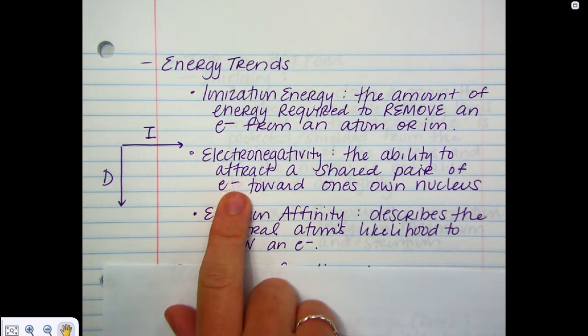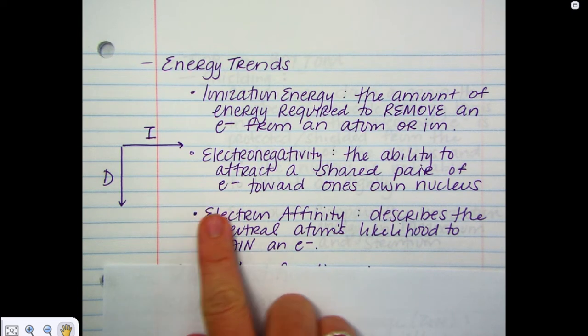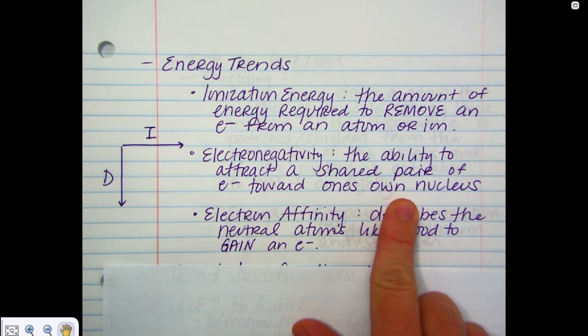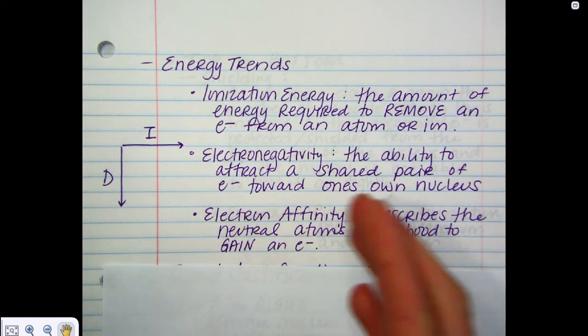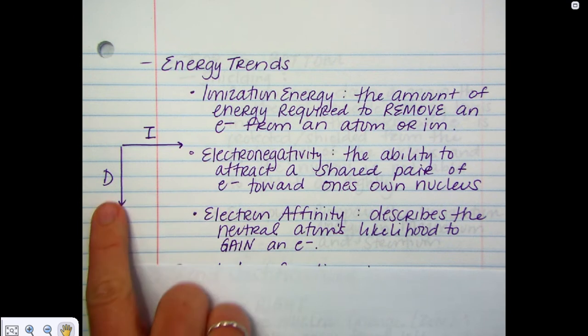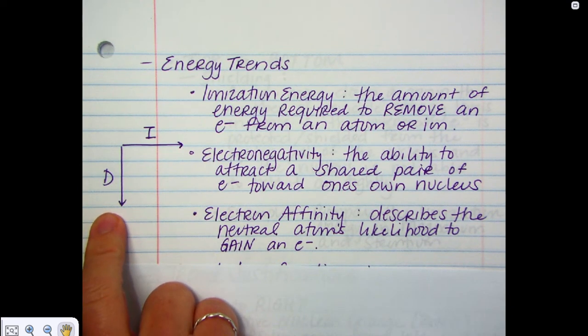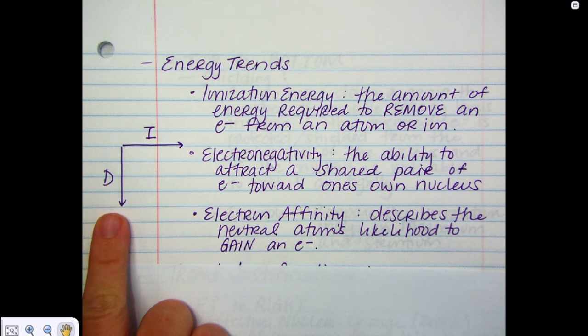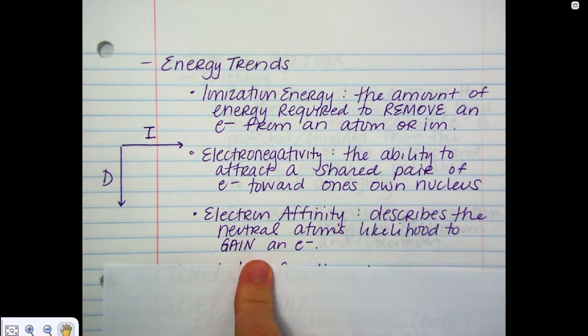Electronegativity is the ability to attract a shared pair of electrons towards one's own nucleus. Well, if you are a very, very large atom, the nucleus is pretty far away. The nucleus isn't going to have a very strong pull on that shared pair, which is out in the valence section of the bond. So the bigger it is, the lower that electronegativity is going to be, because the nucleus is so far away.